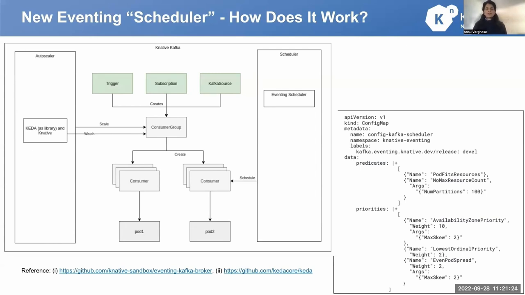On the right side of the screen, you'll see a sample scheduler config map. It has the default predicates and priorities listed. And it's important to choose the predicates and priorities that fit the needs of your environment, or you can even implement ones of your own and plug them in via the scheduler's registry.